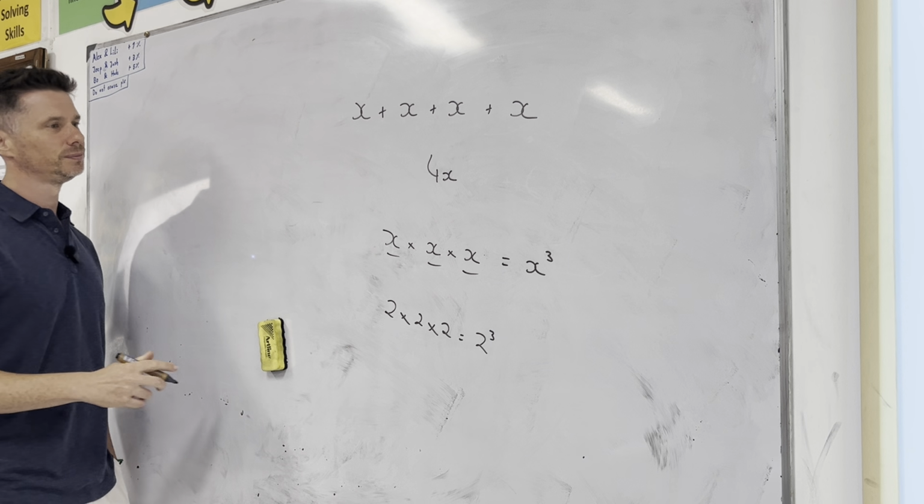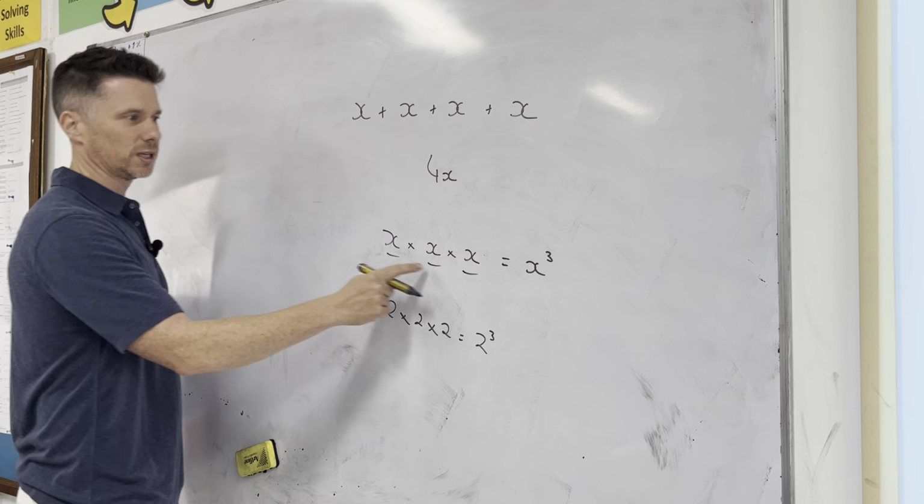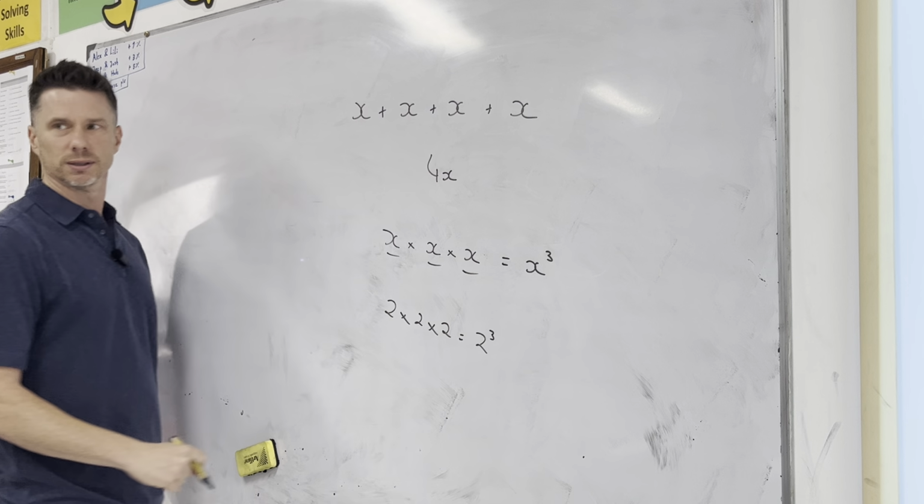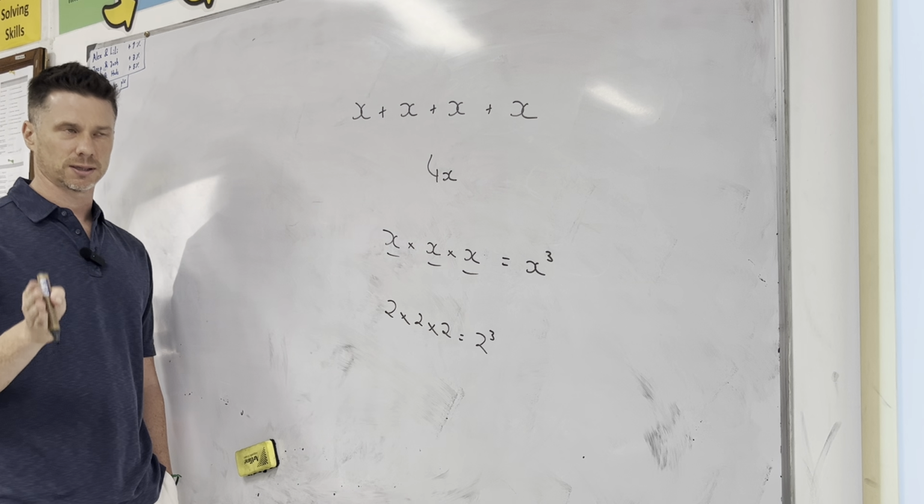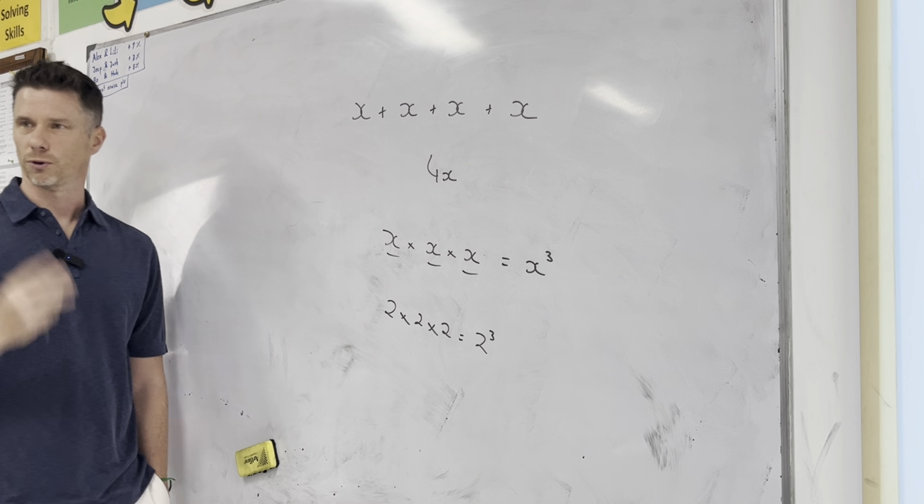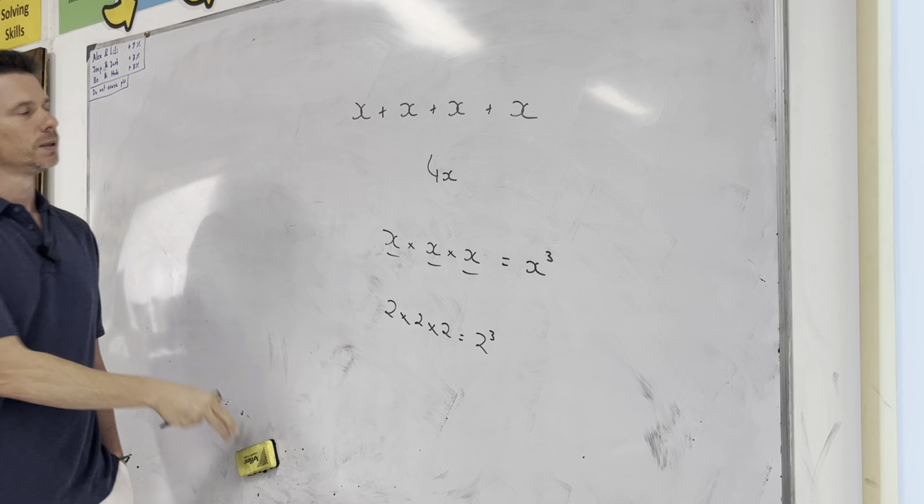So the amount of times you multiply is the number here. So x to the power of 4 would be x times x times x times x. 4 multiplications of x. All right.